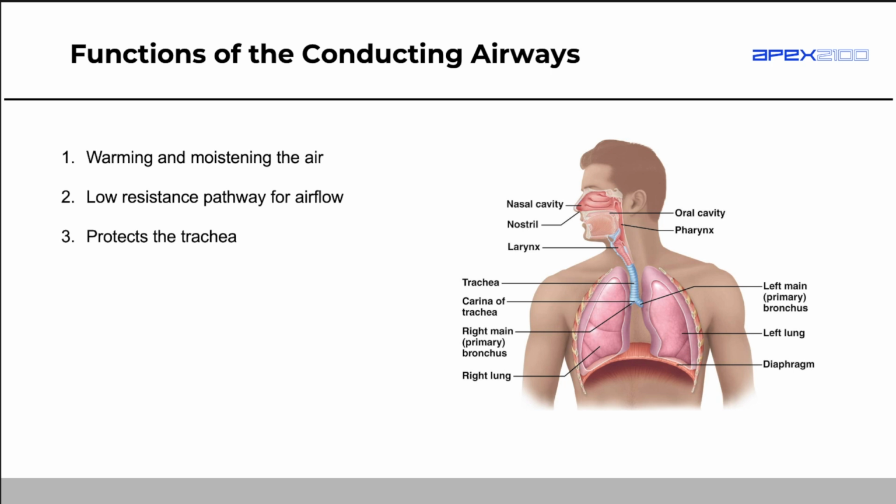The main function is that it warms and moistens the air so that it enters the lungs in a wet state. It provides a low resistance pathway for airflow, so it's funneled in through the pharynx, the larynx, down the trachea, and it also helps to protect the trachea as well with that epiglottis that's in the larynx. It prevents food and water that we drink from entering the lungs.